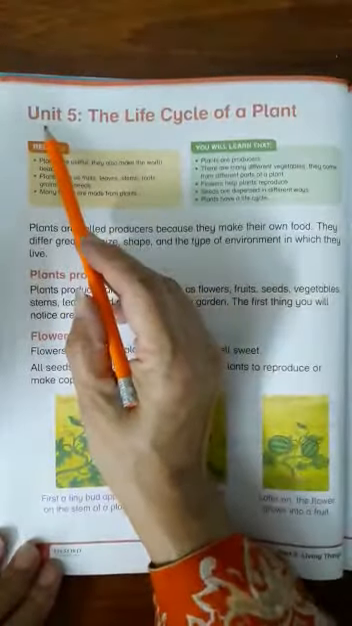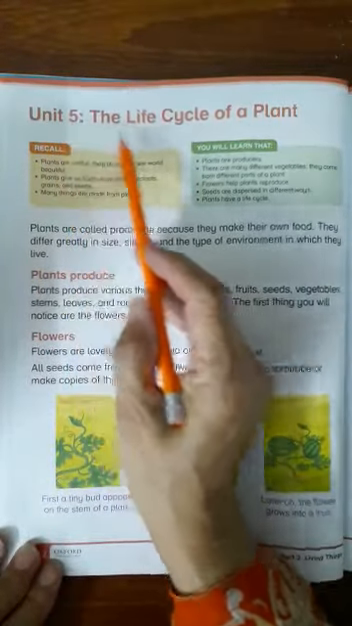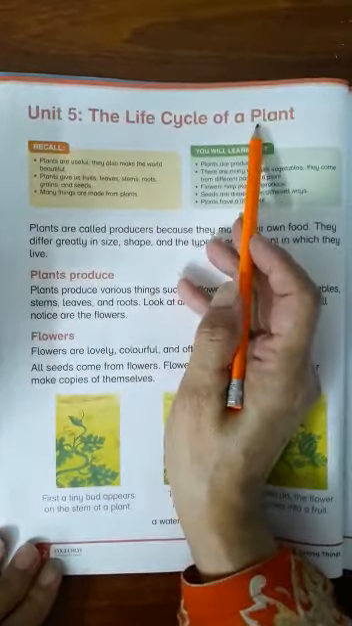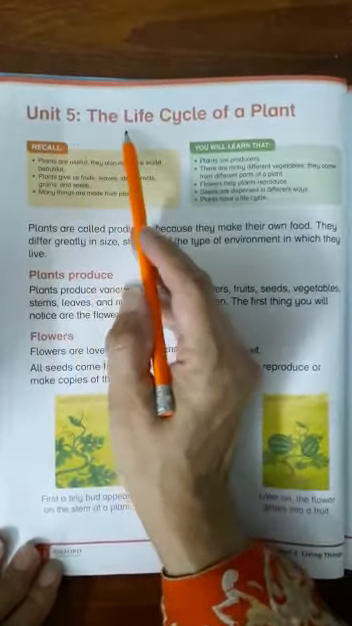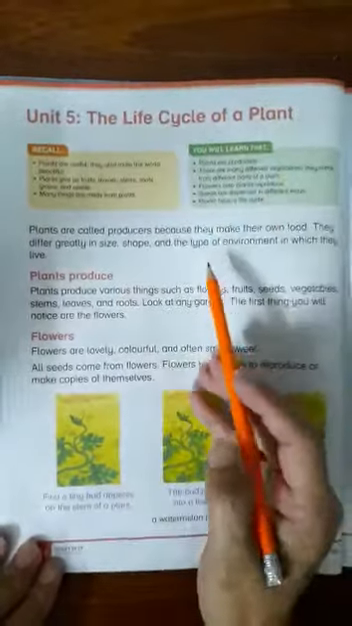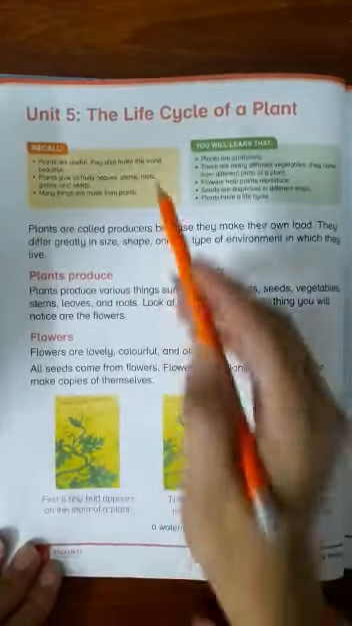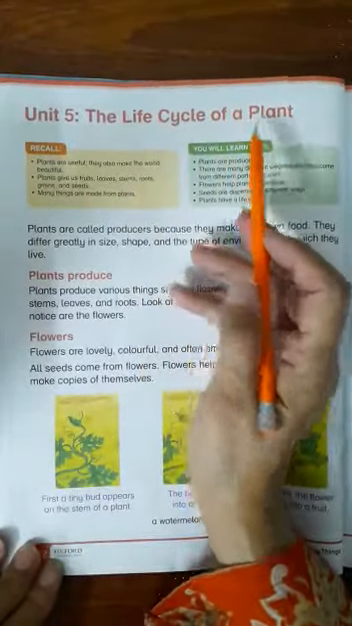Today I'm going to start a new unit, that is unit number 5, the life cycle of a plant. In the previous unit we have discussed the life cycles of animals. Now in today's unit we are going to discuss the life cycle of a plant.